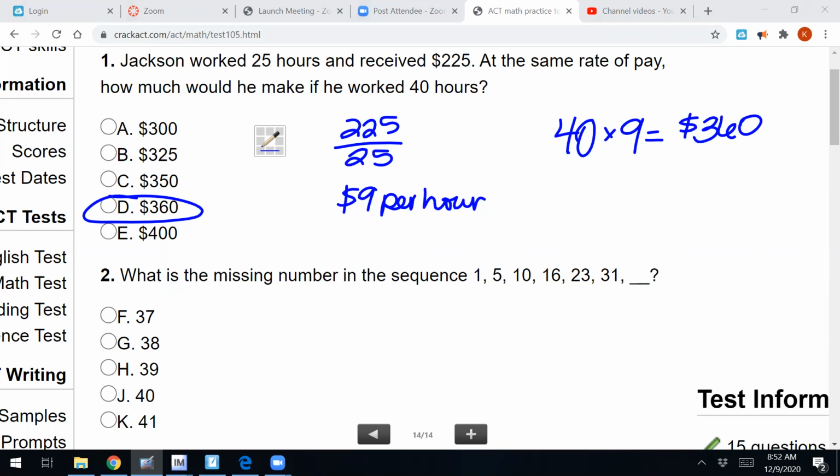Okay, what is the missing number in the sequence? Okay, how did you get your answer? So this is plus 4. This is plus 5, plus 6, plus 7, plus 8. So then we need to add 9. So 31 plus 9 is 40. Okay, cool.